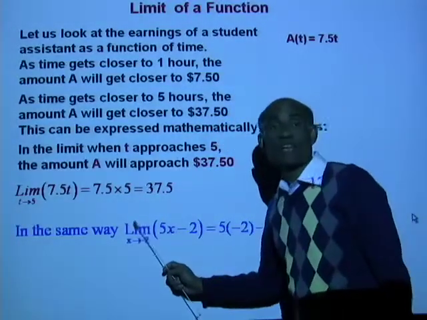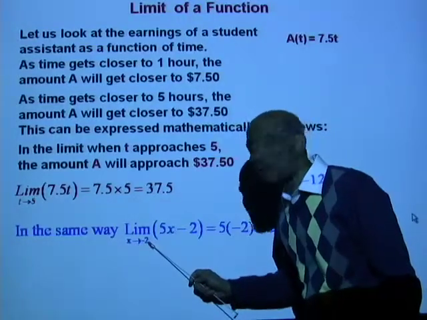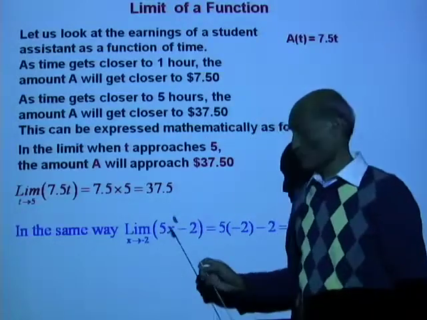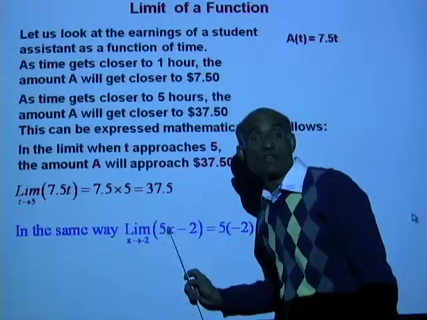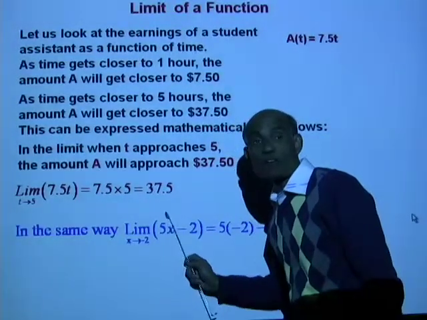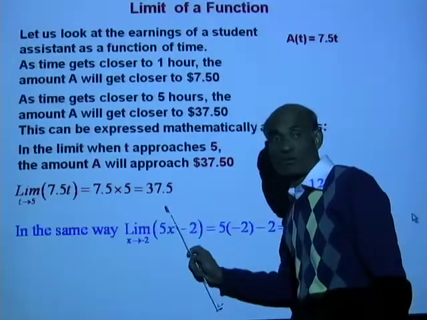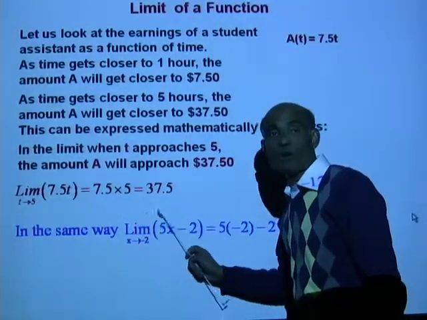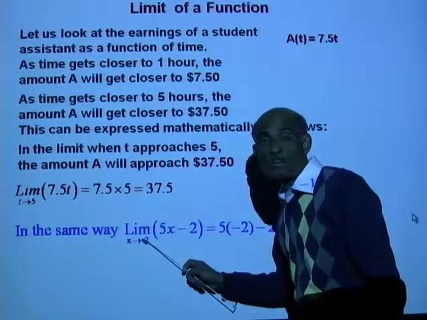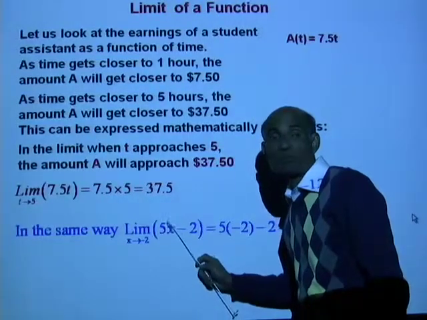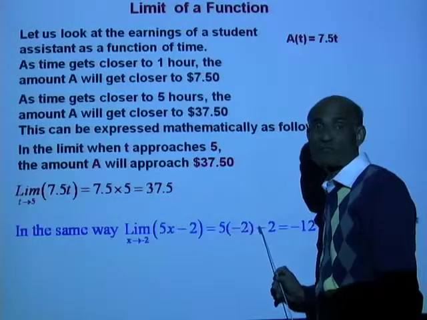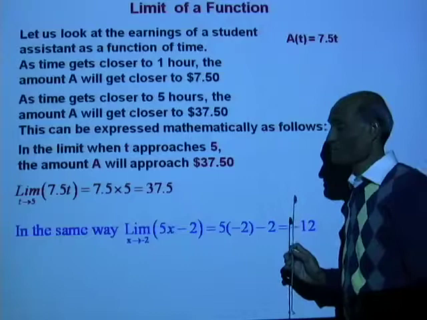Similarly, what is the limit as x approaches negative 2 of 5x minus 2? Well, all we need to do is replace that x by negative 2. So the limiting value of 5x minus 2. Now look at the way I'm reading this. The limiting value of 5x minus 2 when x approaches negative 2 can be obtained by simply replacing x by that negative 2. That would be 5 times negative 2 minus 2, equal to negative 12.